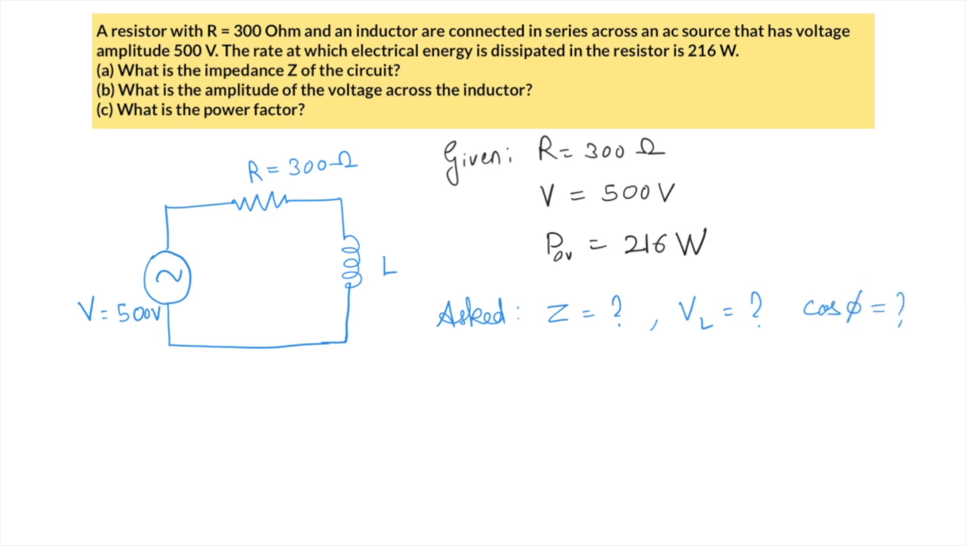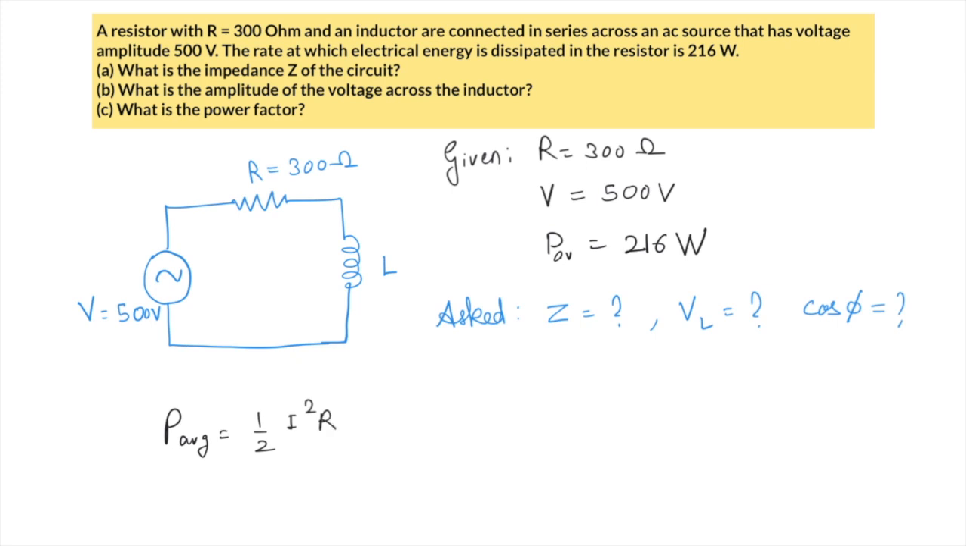In order to solve this question, first we need to look at the relationship between the power dissipated, which is given as 216 watt, and the impedance. So the first question asked is what is the impedance in the circuit. So the power is given by, so let us also write what are the equations that we are going to use over here. P average is given by 1 by 2 I square R.